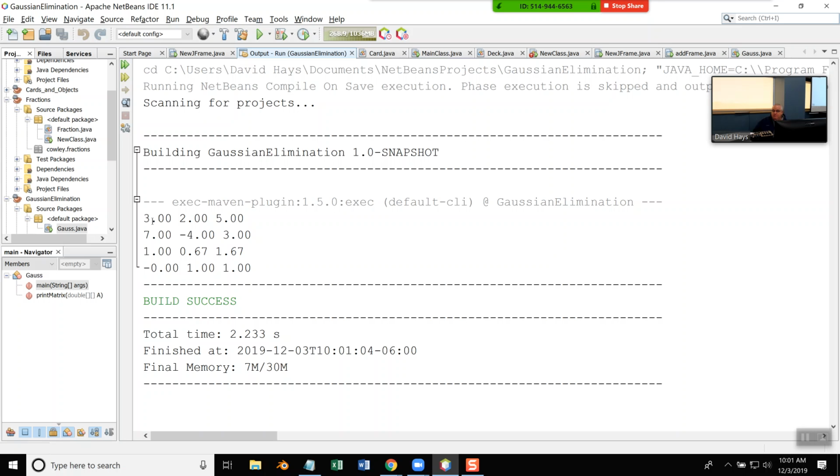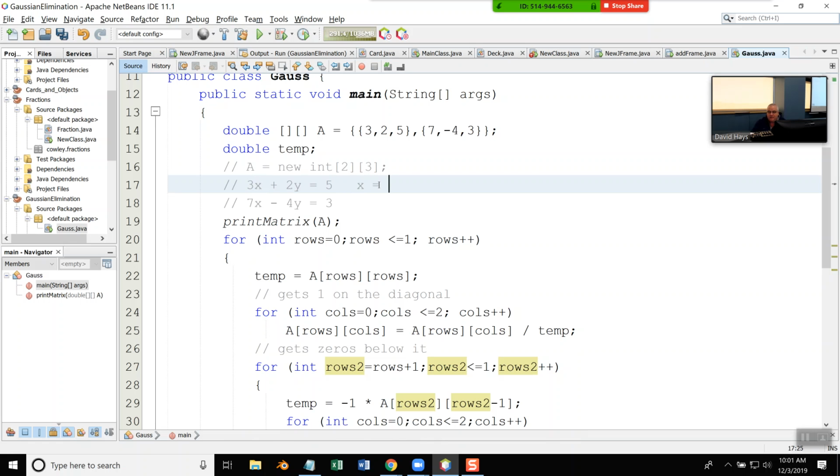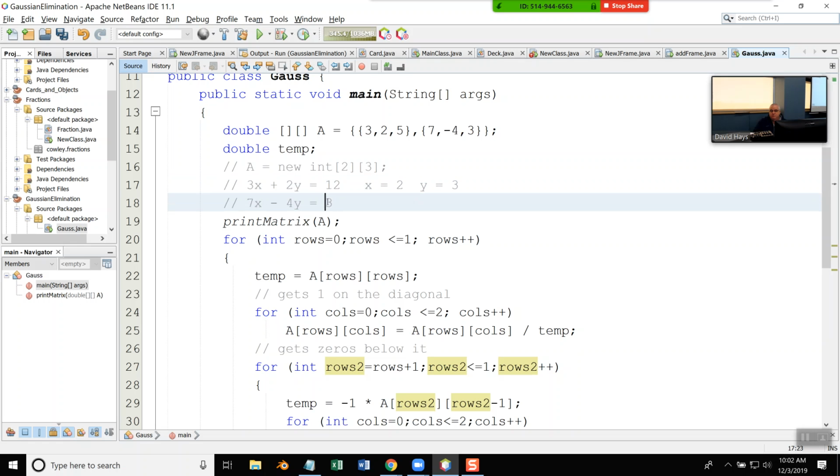I unfortunately made my answer so it's x equals 1 and y equals 1. So this would tell me that y is equal to 1. Let me go change that to something a little bit more challenging. Like, if I wanted x to be x equals 2, y is equal to 3. So that gives me 6 plus 6, 12. This one gives me 14 minus 12, 2.